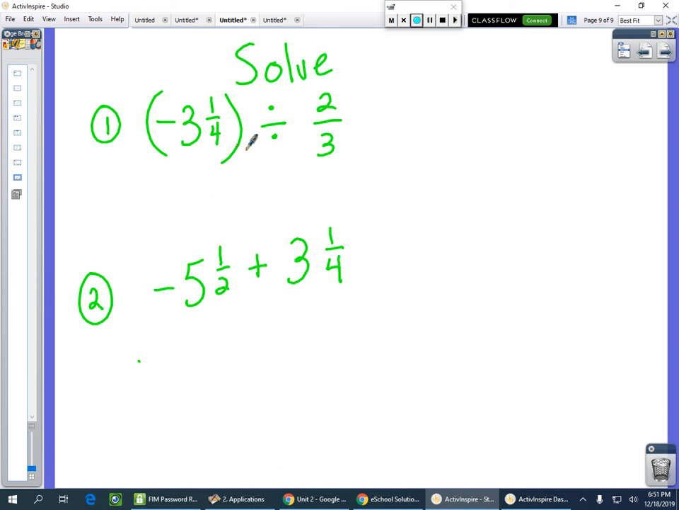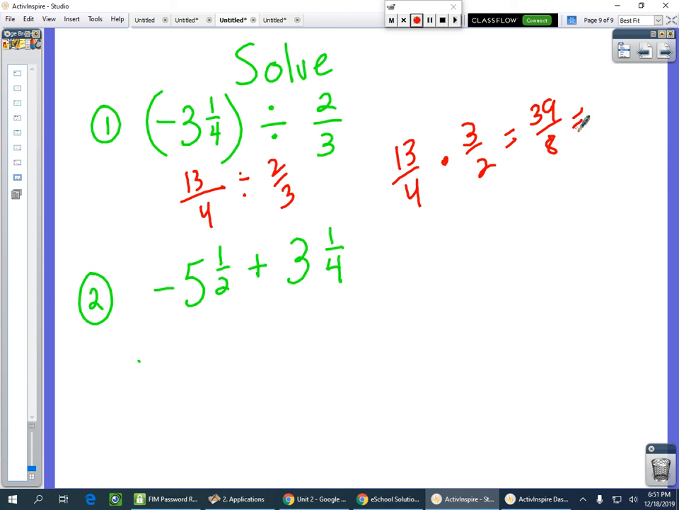Here, remember, when you're dividing, you do need to make this into an improper fraction. You get 13/4 divided by 2/3. Remember, that means you do 13/4 times 3 over 2. You get 39 over 8, which simplifies. 8 goes into 39 4 times. You get 7/8 left over. Either one of these would work.